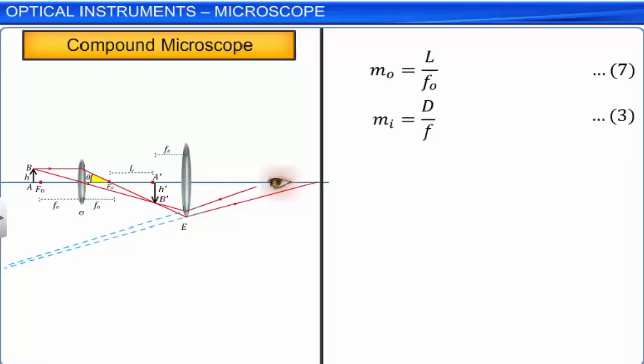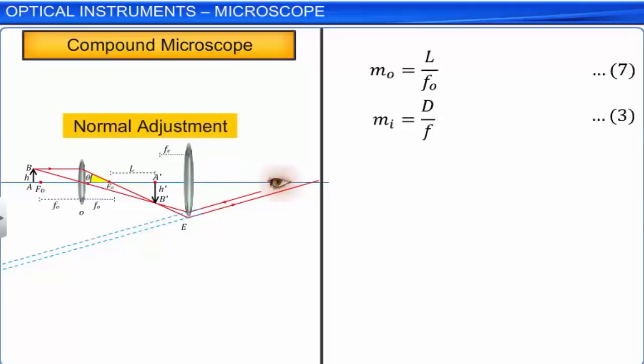Since the eyepiece acts as a simple microscope, using equation 3, we can write the magnification due to the eyepiece M_E is equal to D by F_E. Let this be equation 8. Since the image formed by the first lens becomes the object for the second lens, the total magnification of the combination M is the product of the magnification due to the objective and the magnification due to the eyepiece.